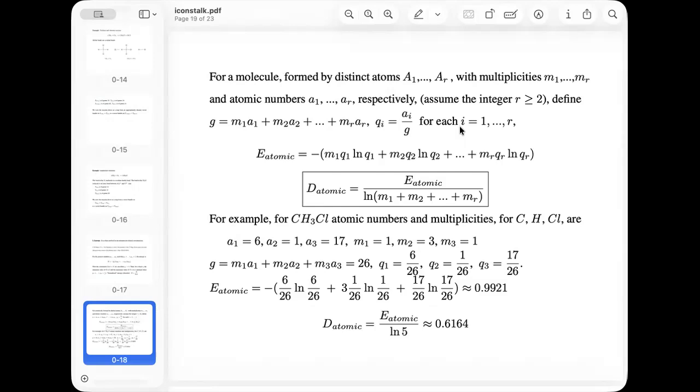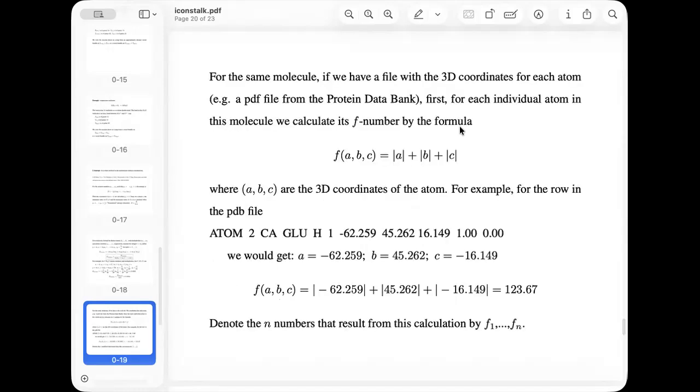In our setting, for a molecule that is formed by R distinct atoms with atomic numbers A1, etc., AR, that appear in the molecule with multiplicities M1, etc., MR, we can define the entropy value associated with the atomic numbers, which we will call E atomic, by the following formula. For example, for the molecule of methyl chloride gas, which is a small molecule that consists only of 5 atoms, the calculation yields the D value of approximately 0.6.